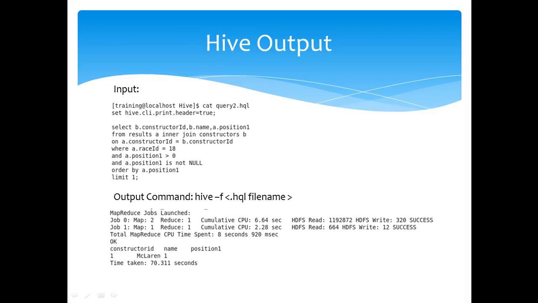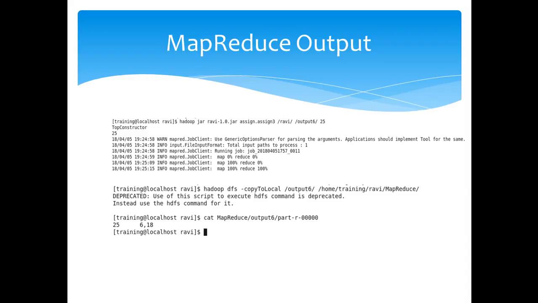Coming to the second Hive program, we are finding the top constructor from race ID 18. From this race ID we got constructor ID 1 as the top constructor, and its name is McLaren with position 1, and it took 70.311 seconds. Thus we find the top constructor in the whole dataset.